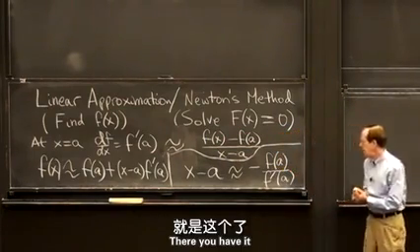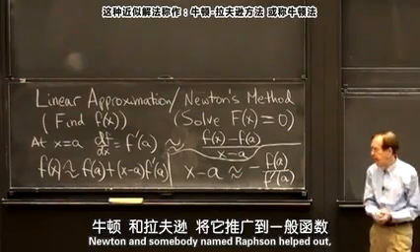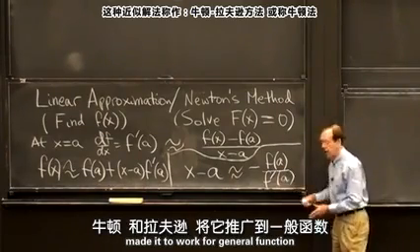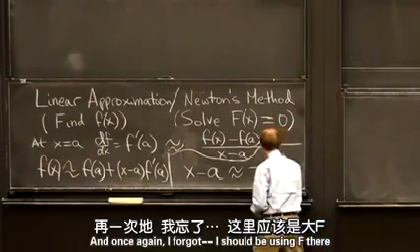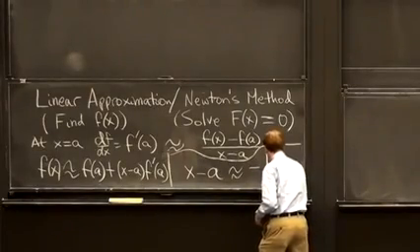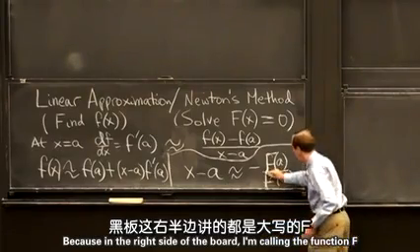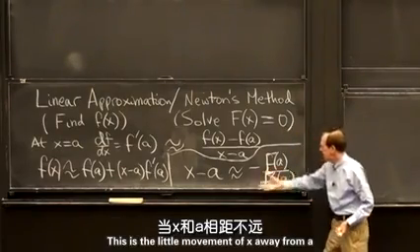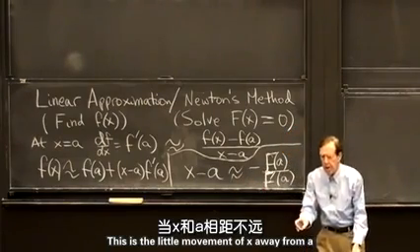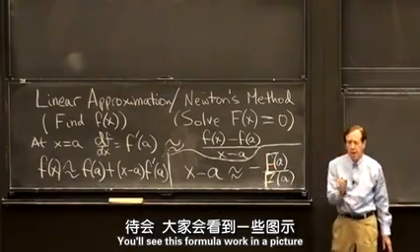There you have it. That is Newton's insight. Newton, and then somebody named Raphson, helped out and made it work for general functions. And once again, I forgot, I should be using capital F there, because on the right side of the board, I'm calling the function capital F. This is the little movement of x away from a, which will bring us closer to the answer. You'll see this formula work in a picture.